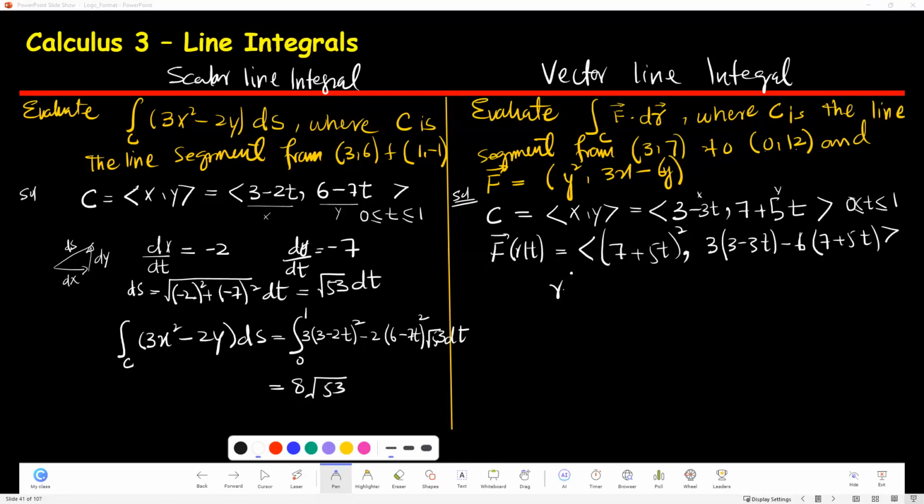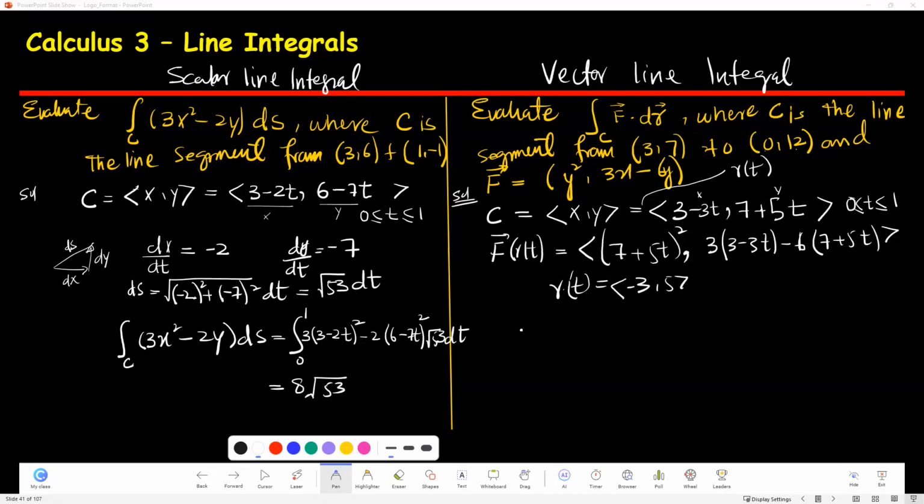And then r(t), I'm going to take this function and then take the derivative, which is going to be minus 3 comma 5. Right, that's my position vector. I take the derivative with respect to t, this is my r. Really what I'm going to say is, my c is my r(t) here.